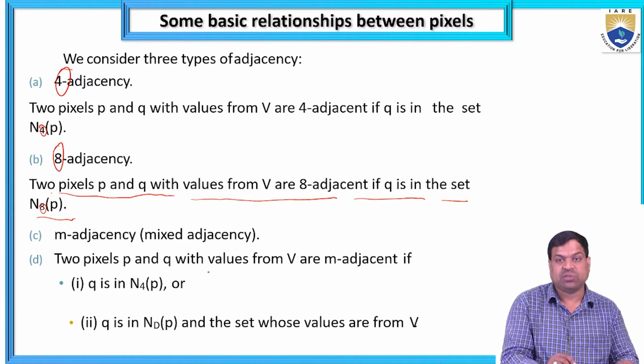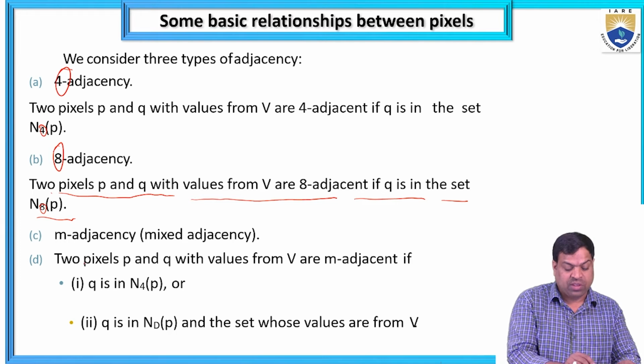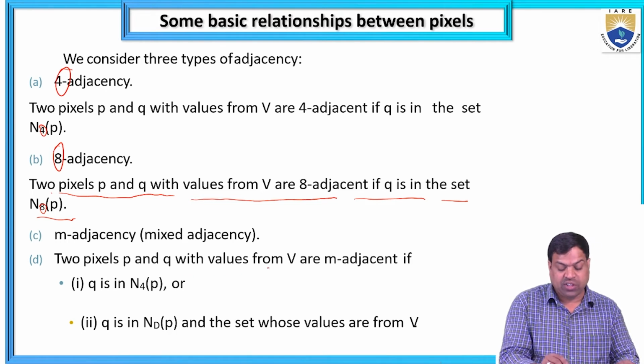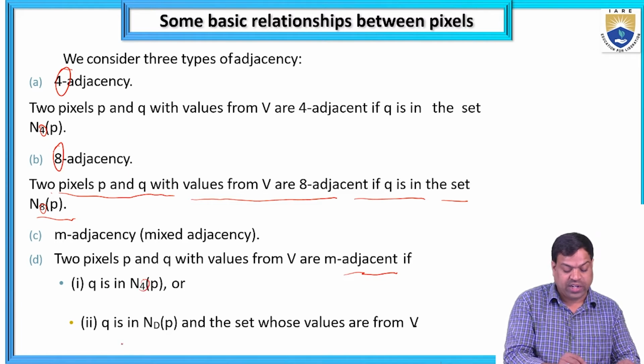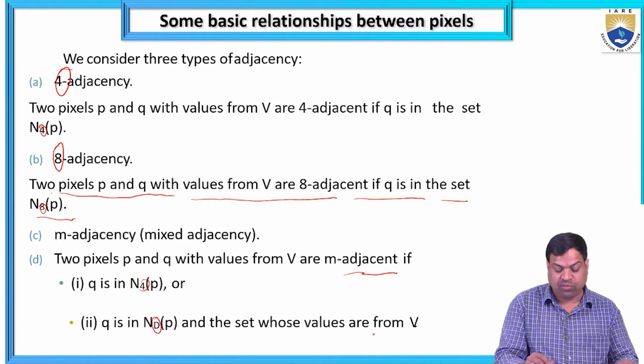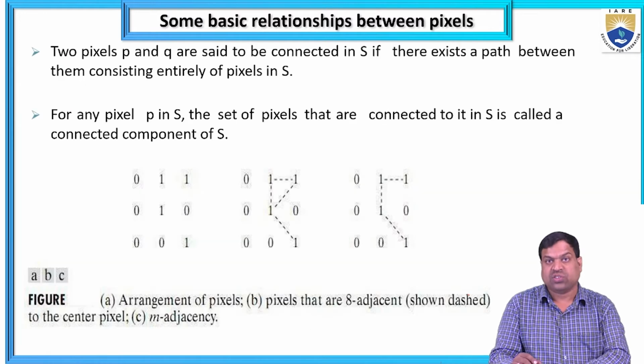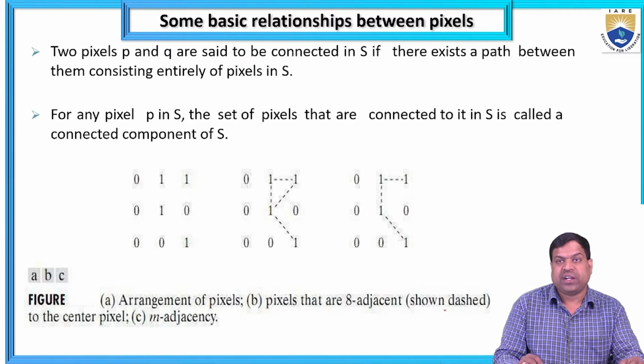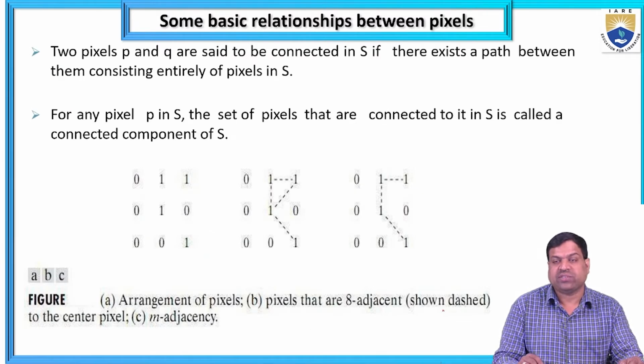So M adjacency means I'm taking NM. 2 pixels P and Q with values from V are M adjacent if Q is in N4 of P, or Q is in ND of P and the set of pixels whose values are from V. So 2 pixels P and Q are said to be connected in S if there exists a path between them consisting entirely of pixels in S. For any pixel P in S, the set of pixels that are connected to it in S is called a connected component of S.